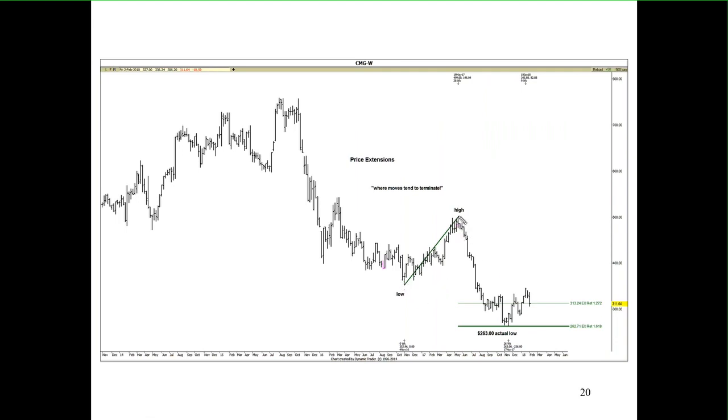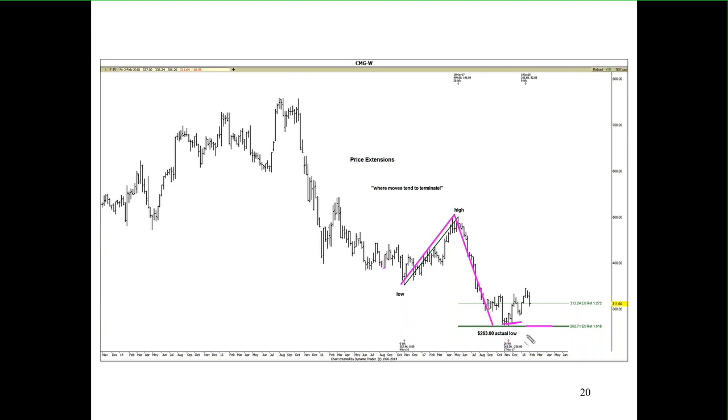And when CMG was going straight down way back when, we wondered where we might put in a low. So I looked at the weekly chart in this case, and I measured the low to the high swing. And you'll see that the 1272 really didn't do anything, but the 1618, again, if you knew that we were coming into a very important extension, you would ratchet down your stops and be out of it.